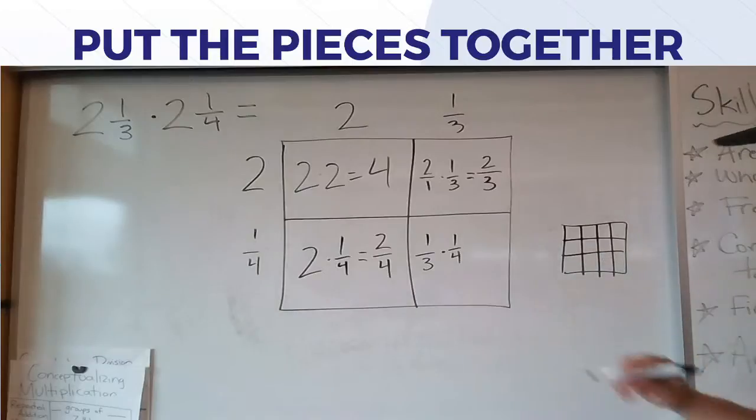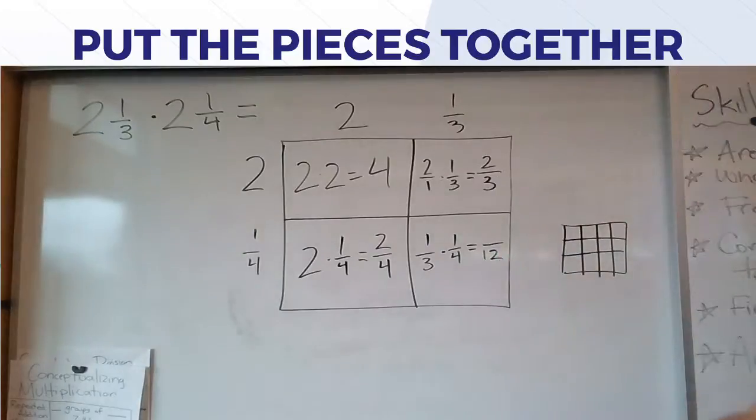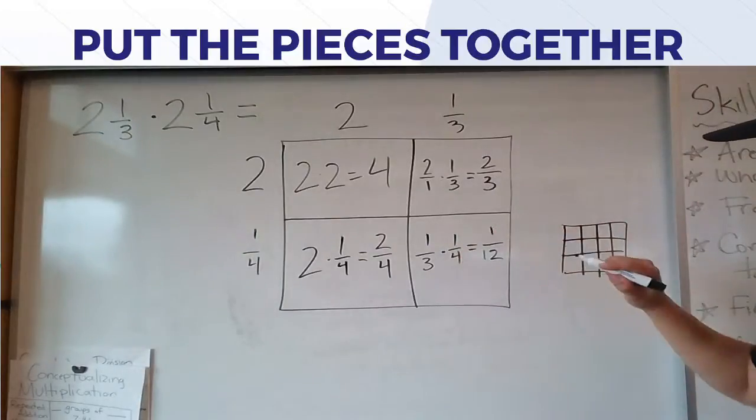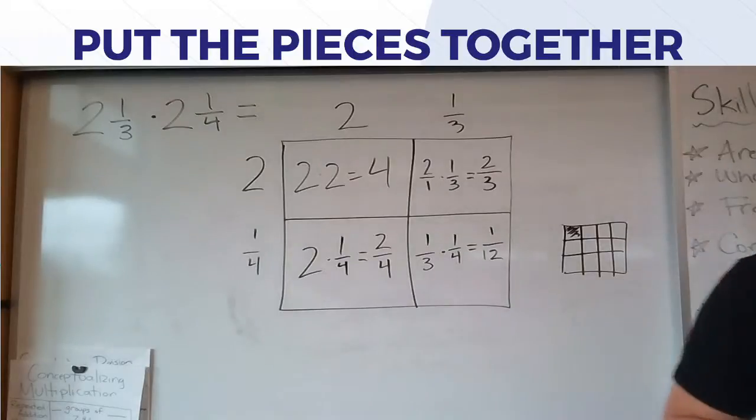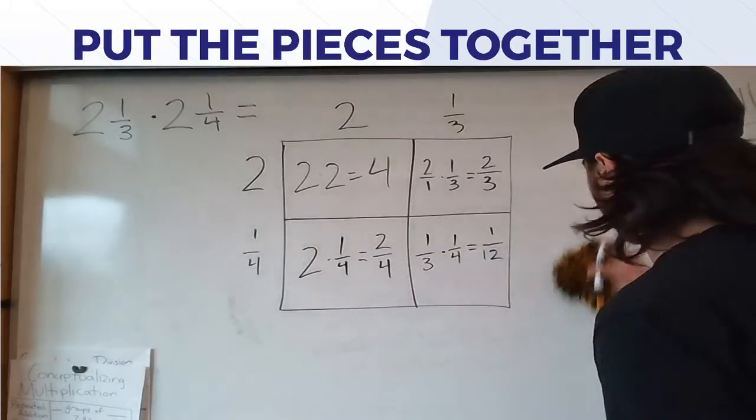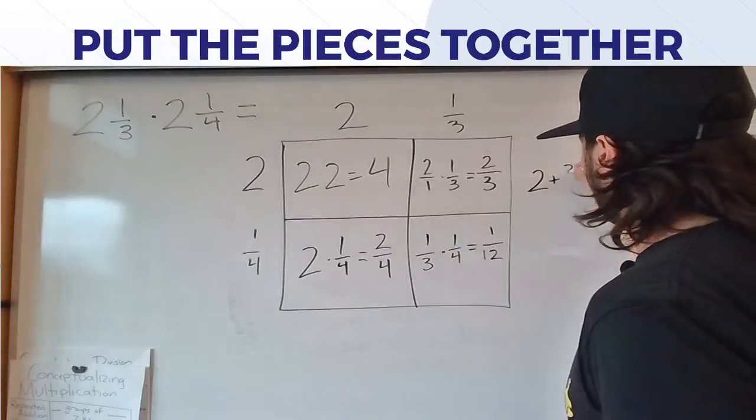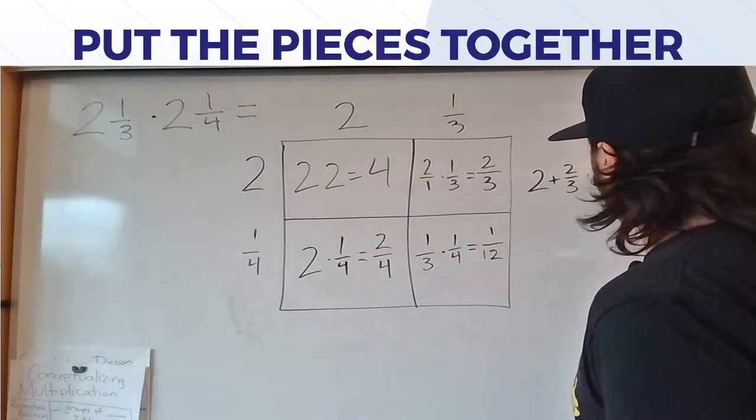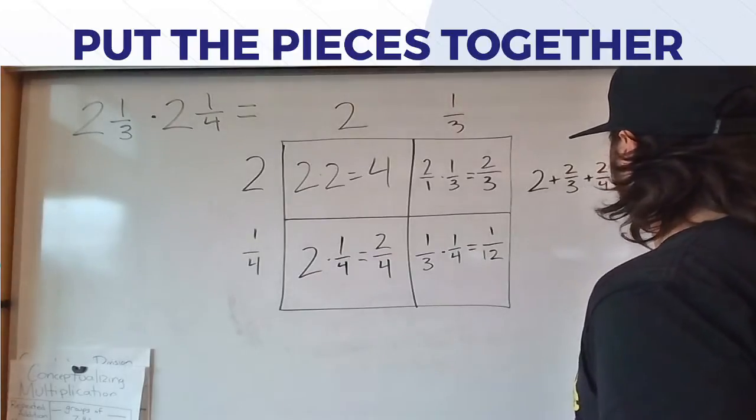How many pieces do we have total? 12, right? Just like multiplying our denominators. And then 1 times 1 is 1, because we're taking 1/4 of 1/3, or 1/3 of 1/4. So we have one piece. So now, let's think about this. We have all of these partial products we've got to put together. So we have 2 plus 2/3 plus 2/4 plus 1/12.